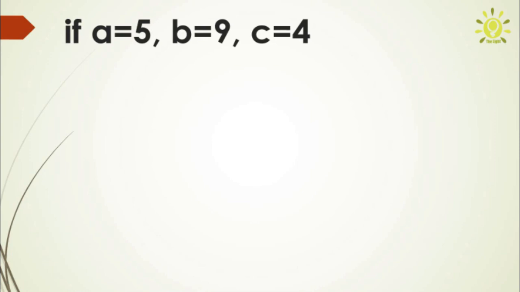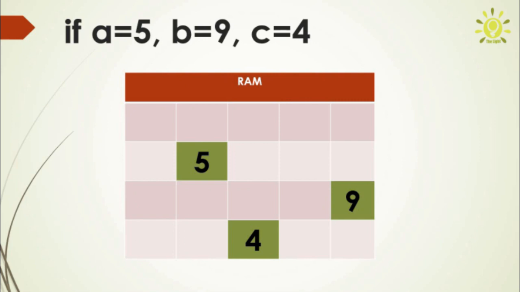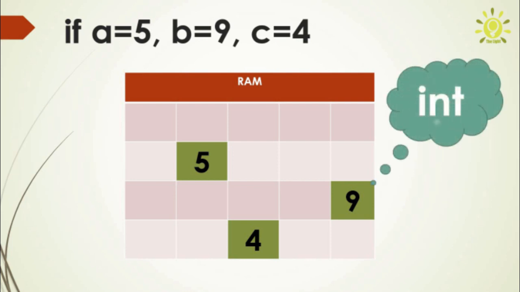First of all, you may know that when we initialize a value to a variable, it is stored in RAM randomly. For example, if we initialize value 5 to variable A, 9 to B and 4 to C, they will be stored randomly in RAM. These are all integer type with different variable names, but the data type is the same. Maybe 5 will be stored here, 4 here, and 9 here.